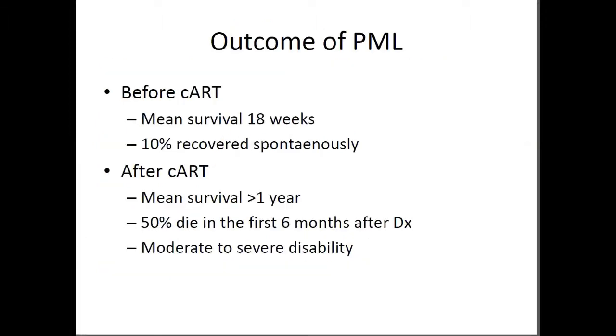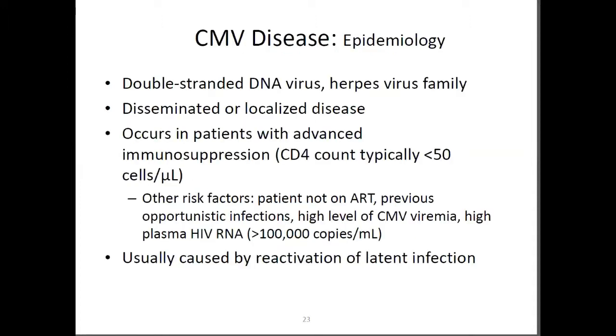Outcome of PML: before we had antiretroviral therapy, mean survival was only 18 weeks. 10% recover spontaneously. But after ART, survival is longer. The mean survival is more than 1 year, but 50% die in the first 6 months after the diagnosis. Patients can be left with moderate to severe disability.